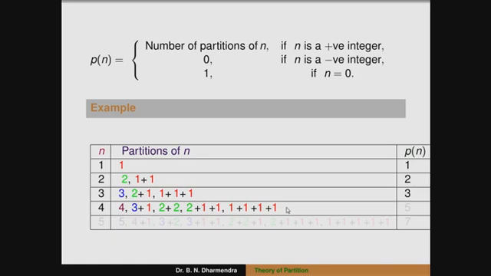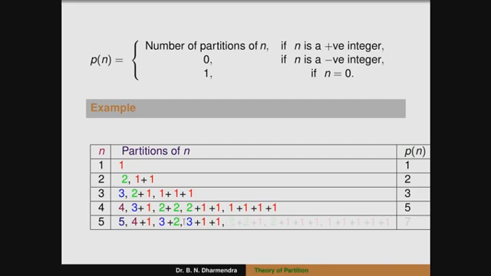So therefore the number of partitions of 4 is 5. Similarly, if n is equal to 5, it can be written as 5. And again the next one, can you predict, is 4 plus 1. The next is 3 plus 2. Again the next is 3 plus 1 plus 1, because we have to take the partition of 2.